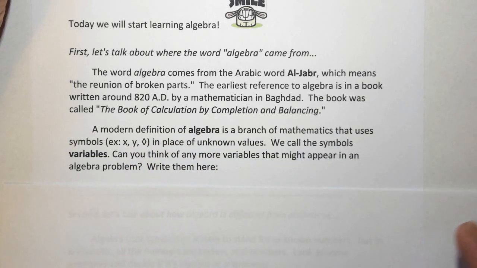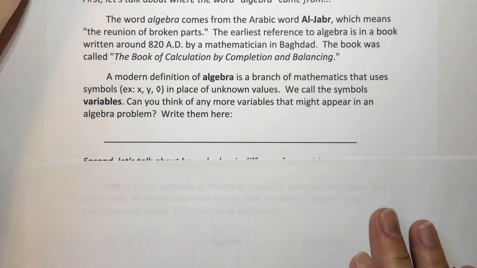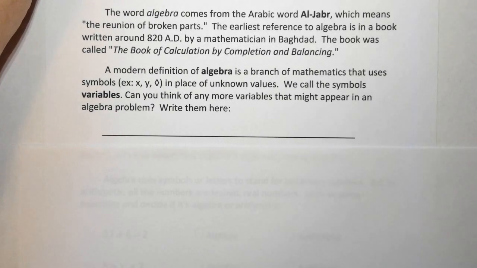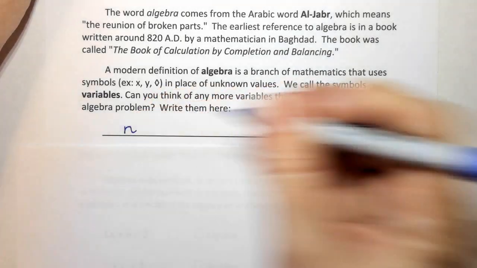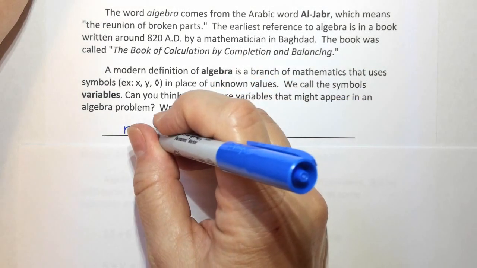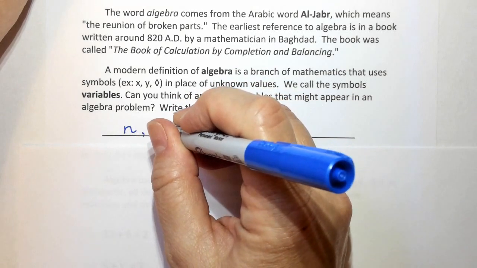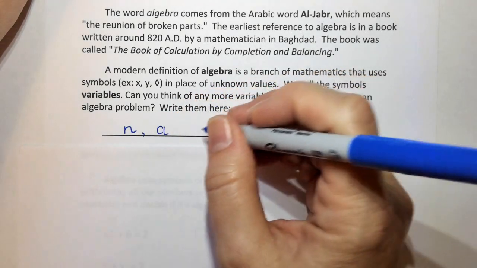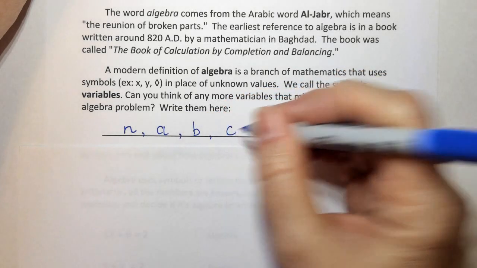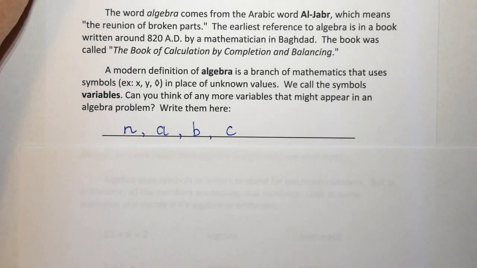Can you think of any more variables that might appear in an algebra problem? Write them here. Maybe throughout your math schooling, what other variables have you seen in any problems? You might have seen an n, maybe if you took Math 4 here, when you're trying to solve for a proportion, that's a variable. If anybody learned anything about geometry or the Pythagorean theorem, you might have learned A or B or C. These are all variables which stand for numbers that you're trying to find.